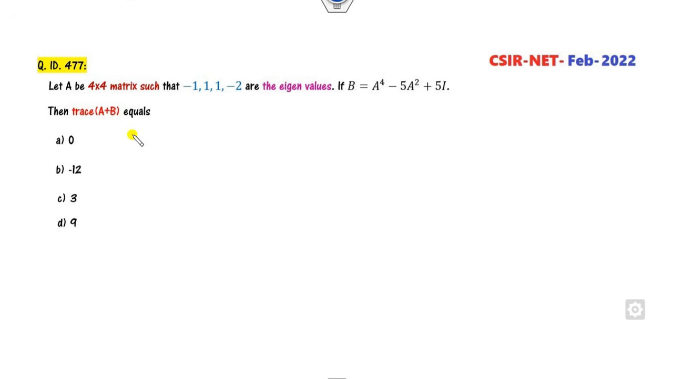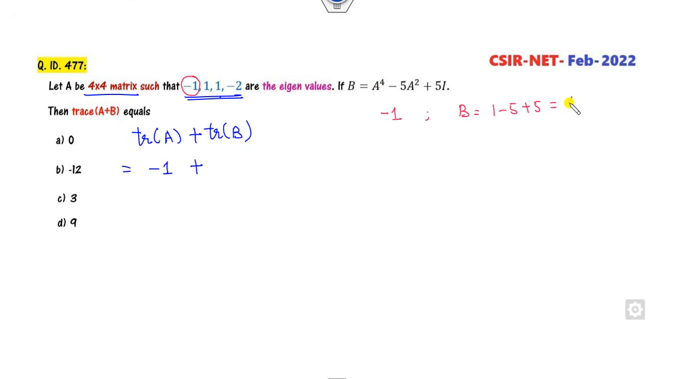Okay, what is the trace of A plus B? We all know trace of A plus B is trace of A plus trace of B. These are the eigenvalues. So what is the trace of this? Sum of them, it is minus 1. What is the trace of B? We need to find that. When A has the eigenvalue minus 1, so what are the eigenvalues of B? 1 minus 5 plus 5, that is 1. When it has eigenvalue 1, B again has 1 minus 5 plus 5, 1.